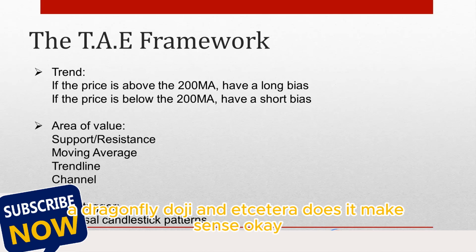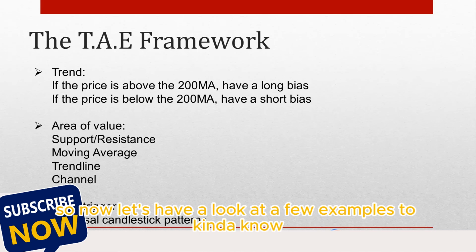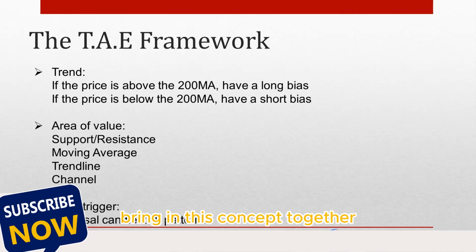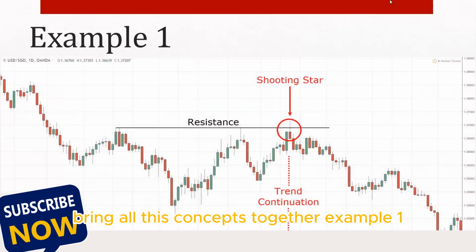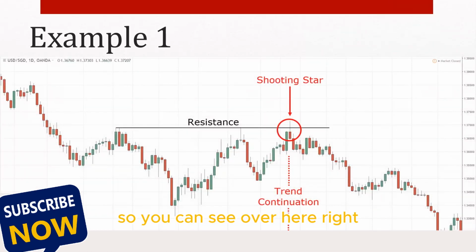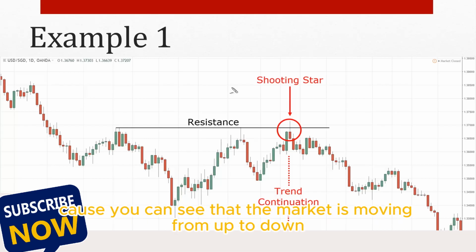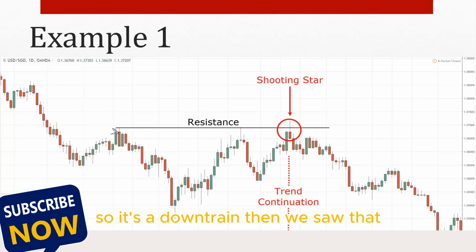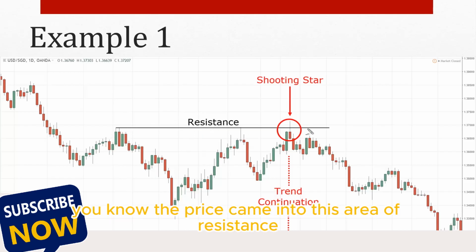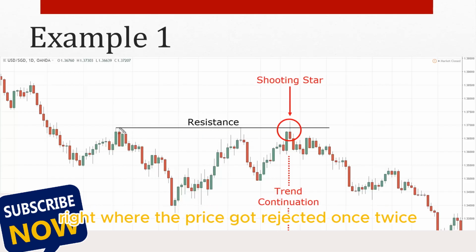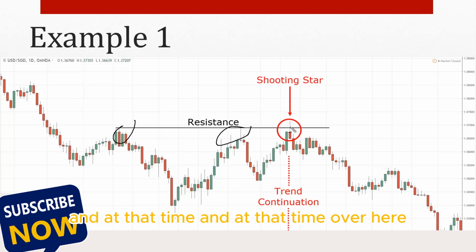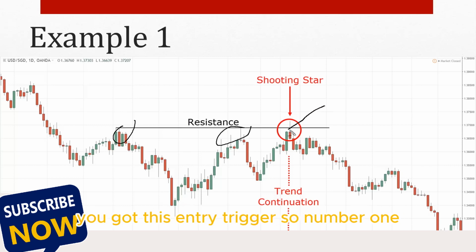Does it make sense? Okay, so now let's have a look at a few examples to bring all these concepts together. Example 1. So you can see over here, right, I don't have the 200 MA on the chart, but needless to say the trend is down, because you can see that the market is moving from up to down, so it's a downtrend. Then the price came into this area of resistance, where the price got rejected once, twice, and a third time. And the third time over here, you got this entry trigger.